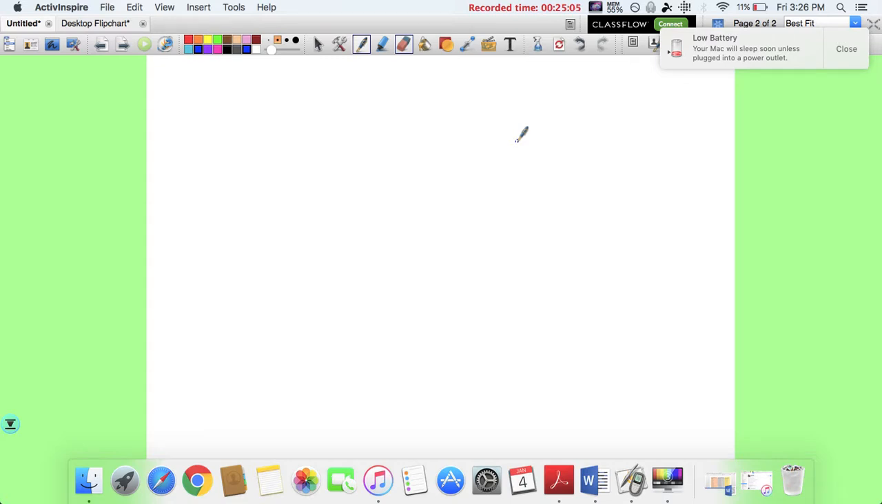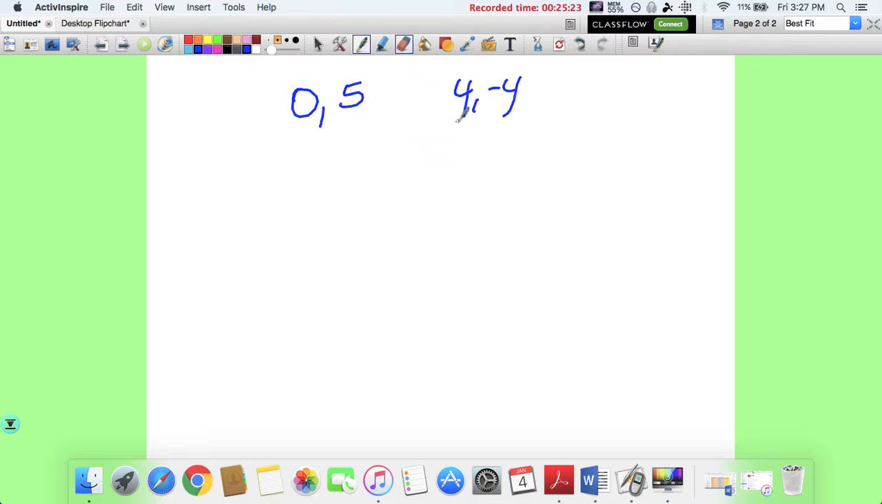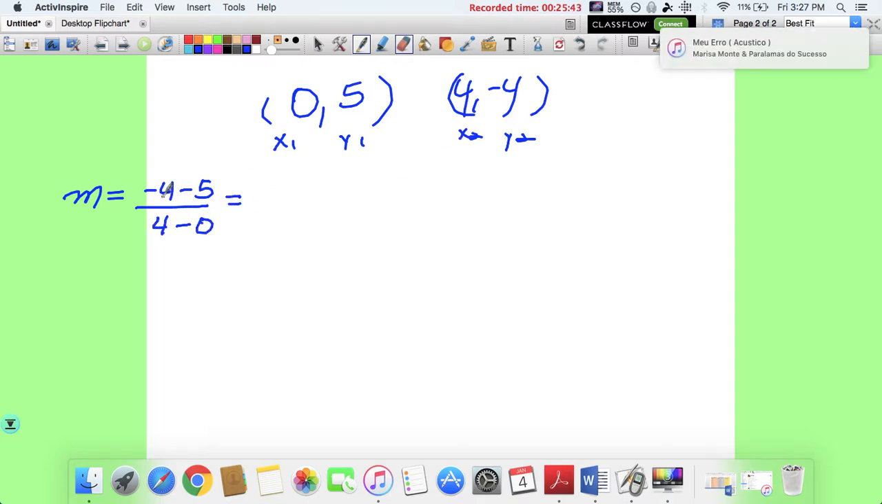And now we have to do the other side. Okay, so quickly. It's 11 and 12, is that it? 11, 12. 0, 5 and 4, negative 4. So by now it should be pretty obvious. So again, x1, y1, x2, y2. So our slope is y2, which is negative 4, minus 5, which is y1, over x2, which is 4, minus 0. Negative 4 minus 5 is negative 9, and 4 minus 0 is 4.